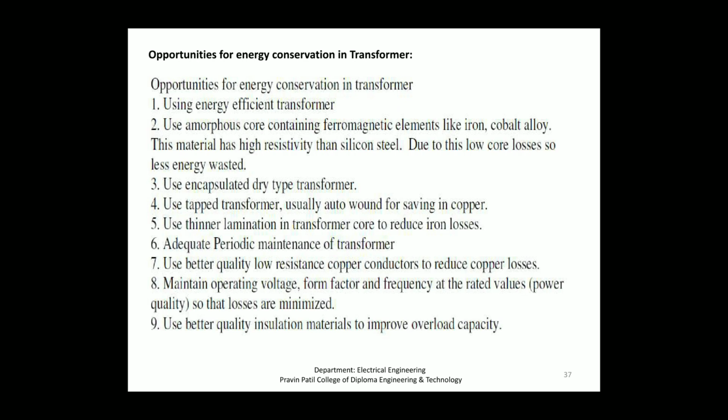Next, opportunities for energy conservation in transformers. Using an energy efficient transformer, use an amorphous core containing ferromagnetic elements like iron and cobalt alloy. This material has higher resistivity than silicon steel. Due to this, there are low core losses, so less energy is wasted. The next, use encapsulated dry type transformer. Use tap transformer, usually auto wound, for saving in copper.